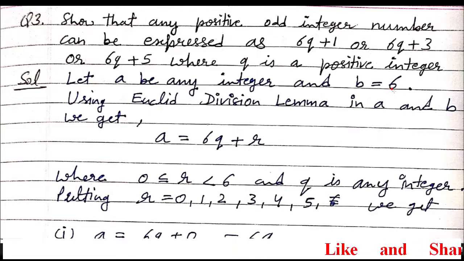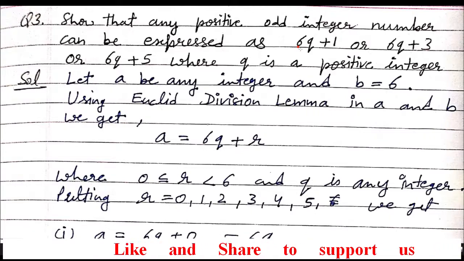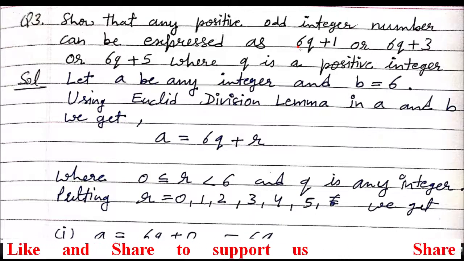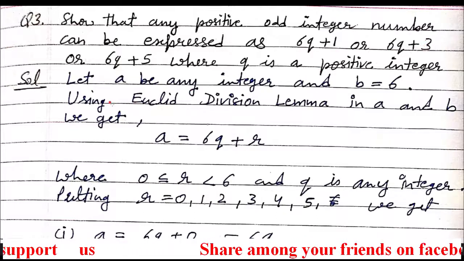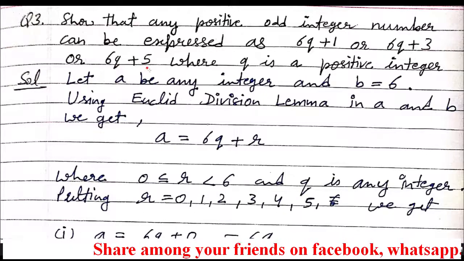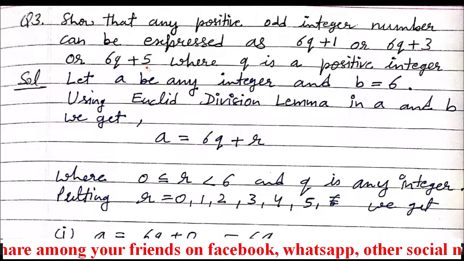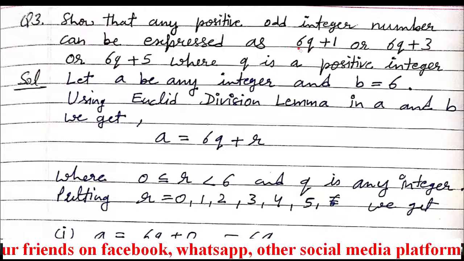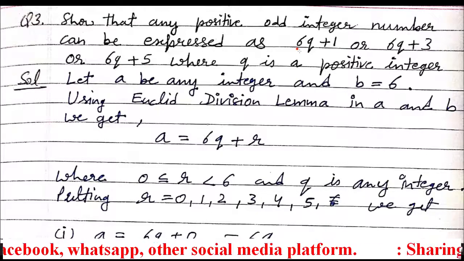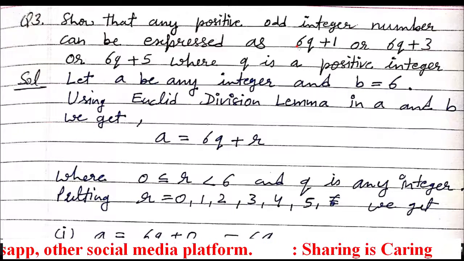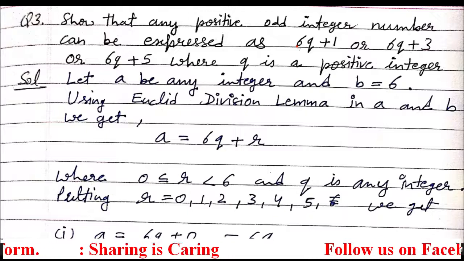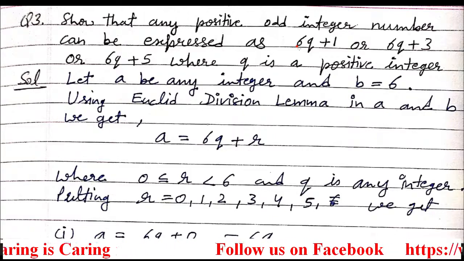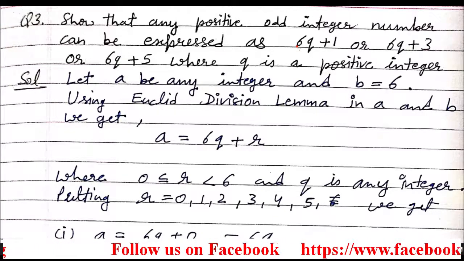Now why did we select 6? Because we have to bring the odd integer into the form of 6q plus 1, 6q plus 3 or 6q plus 5. So for b, we should select a number that divides 6. What are these numbers? The factors of 6, which are 1, 2, 3 and 6.